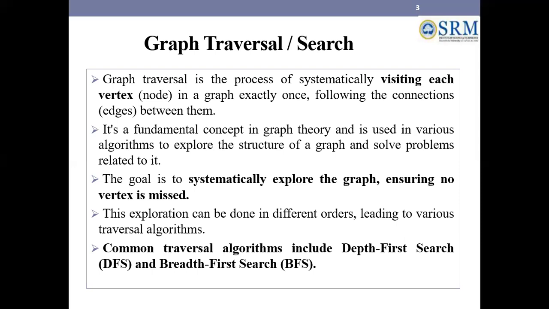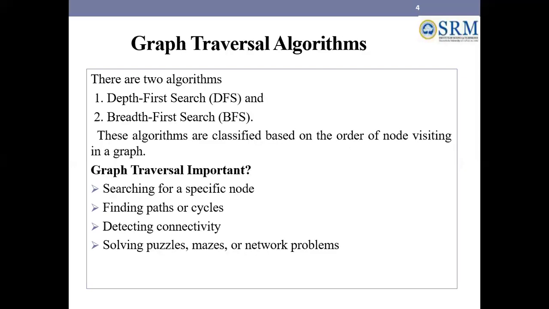This exploration can be done in different orders, leading to various traversal algorithms. Common traversal algorithms include depth first search and breadth first search. We will see the types of traversal algorithms, depth first and breadth first search. These algorithms are classified based on the order of node visiting in a graph, in which order we are going to visit the nodes. Based on this, search algorithms are classified into two types, depth first search and breadth first search.